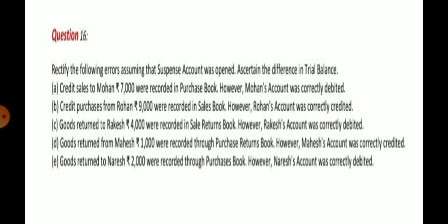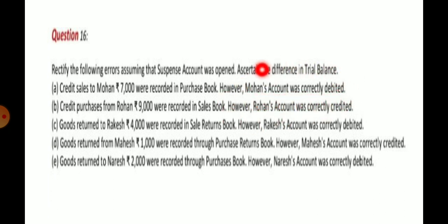What will be the entry? Credit sales to Mohan. Write it down in your copy. First of all, before solving the question from the video, please open your notebook and write down the correct entry. Credit sales to Mohan, 7,000, were recorded in the purchase book. So we have to mention Mohan to sales. Okay, Mohan to sales. But in the purchase book we had entered purchase to Mohan. We wrongly credited Mohan. Mohan's account was correctly debited.